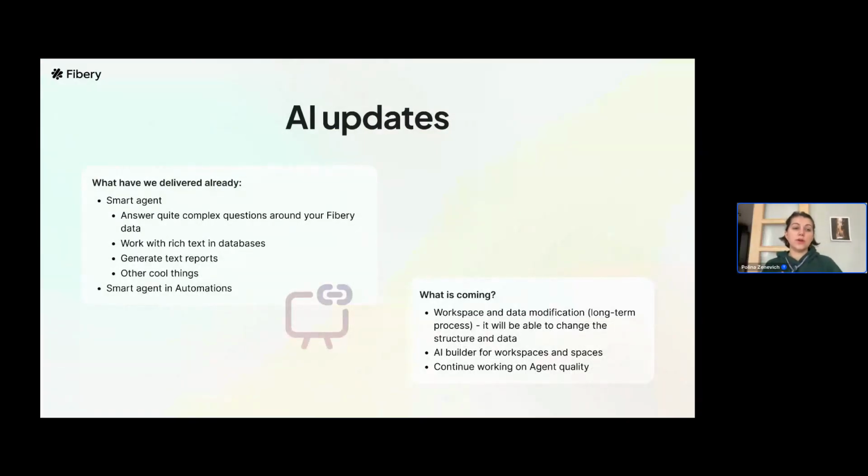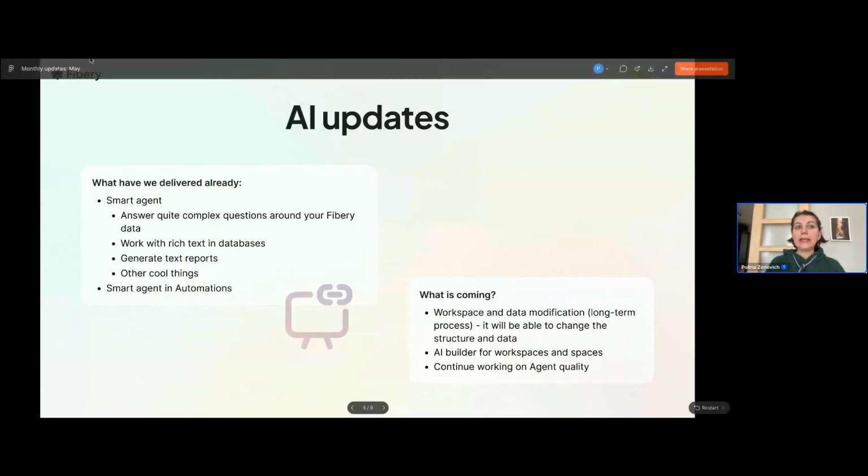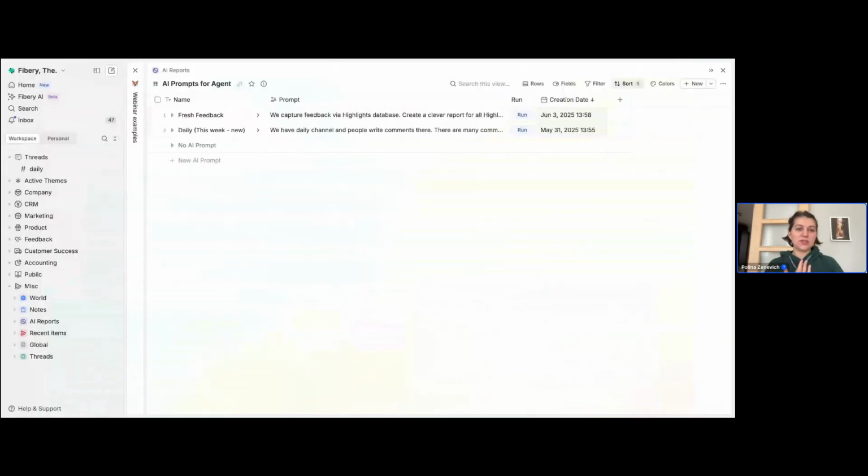And there is also Smart Agent in automations. So I will give you a little bit shameful, but still, I think, very impressive example. So we will start, I think, with a Smart Agent with automations. What do we have here?